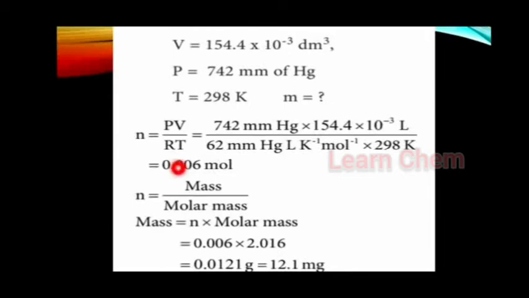So the answer is 0.006 moles of hydrogen gas has been evolved. So we know number of moles n is equal to given mass by molar mass. From this we can calculate the mass, which is equal to molar mass into n. The molar mass of hydrogen is 2.016, and the number of moles of hydrogen evolved is 0.006. Therefore the final answer is 12.1 milligram or 0.0121 grams. We can mention it in grams or milligrams. Okay.